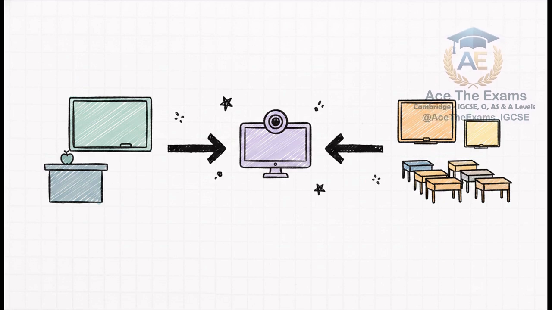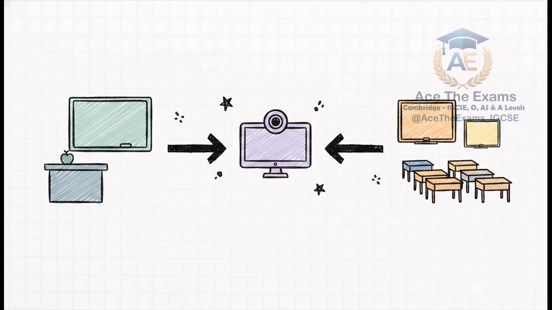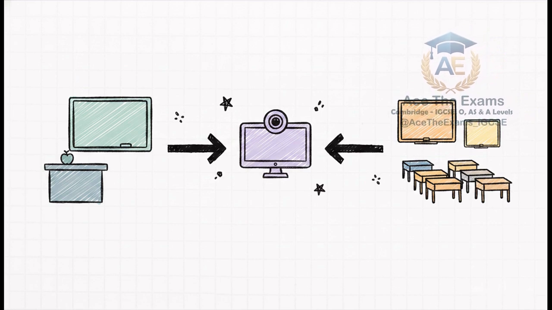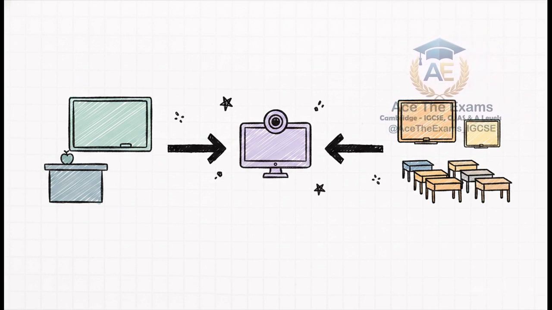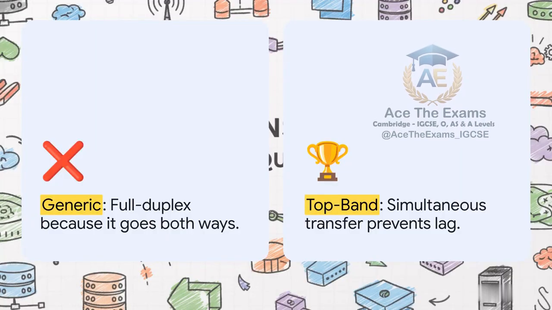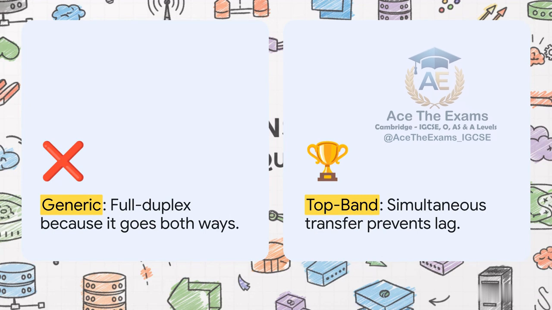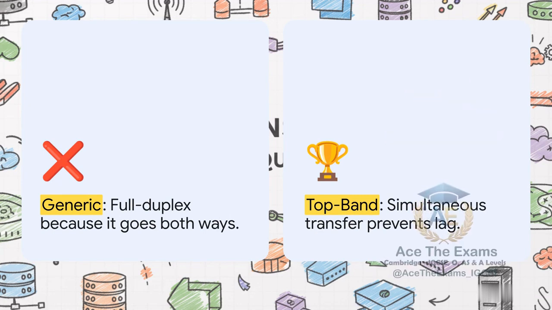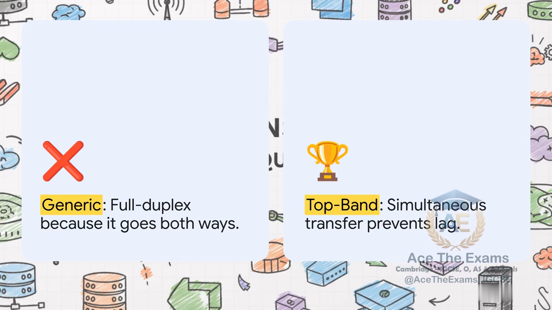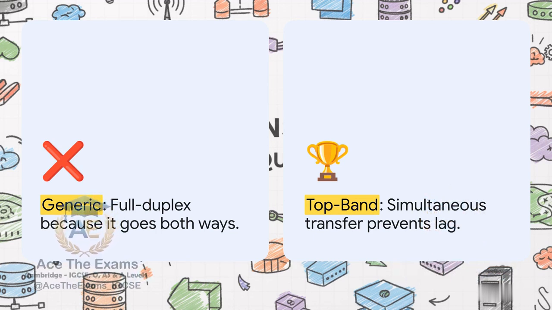Imagine a typical Cambridge-style school network example. The scenario is a school network is upgrading to allow simultaneous video conferencing between classrooms. Now notice the massive difference here. A flawed, generic student answer would just say, full duplex because it goes both ways, right? But compare that to a context-anchored top-band answer. Full duplex allows simultaneous 2-way video and audio transfer, preventing lag during the school conference. Do you see how the specific school scenario is woven directly into the reasoning? That is what gets the marks.